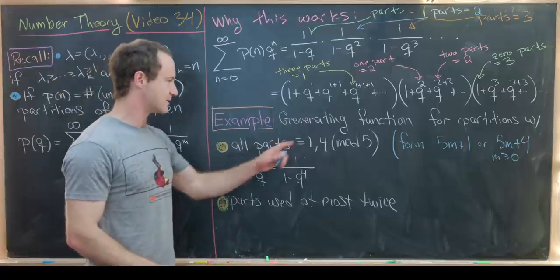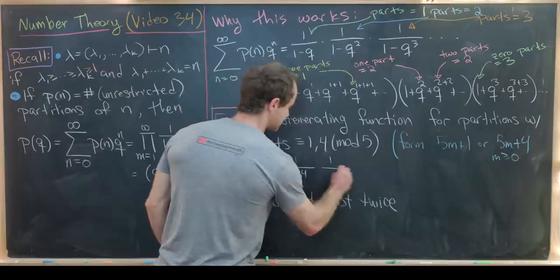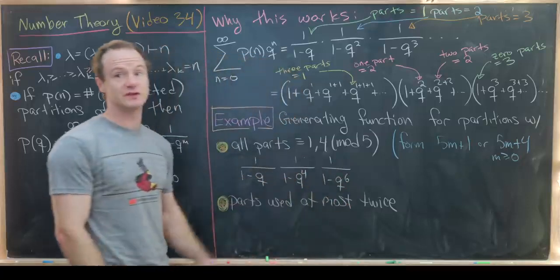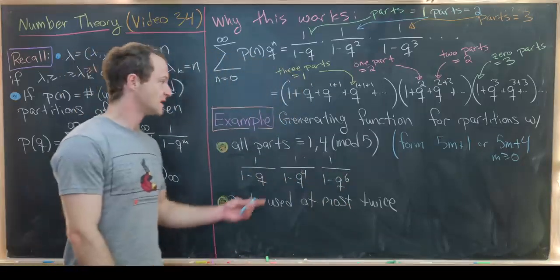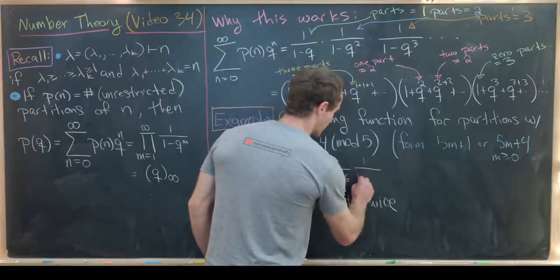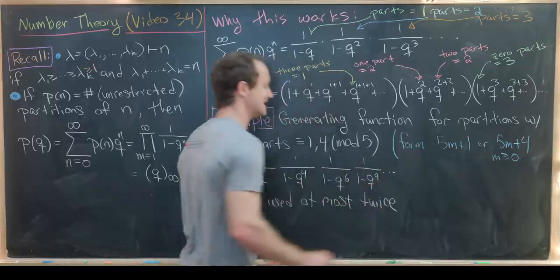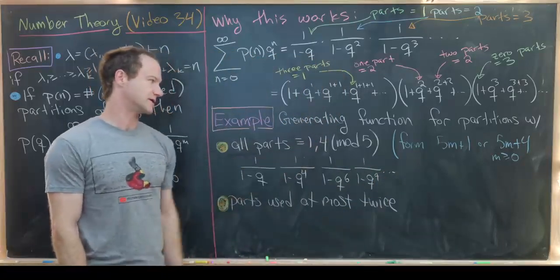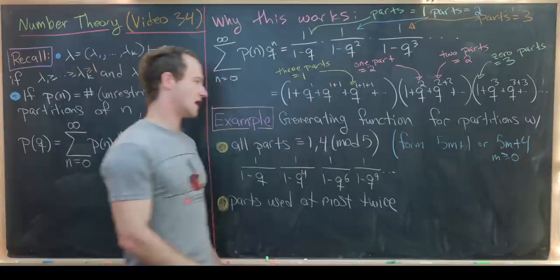And then the next number that is 1 mod 5 is 6. So that's what we would have next. 1 over 1 minus q to the 6. Those are using parts that are 6. The next number would be 9 because that is 4 mod 5. So 1 over 1 minus q to the 9. And that's going to end up being an infinite product because there are infinitely many numbers that are congruent to 1 or 4 mod 5.